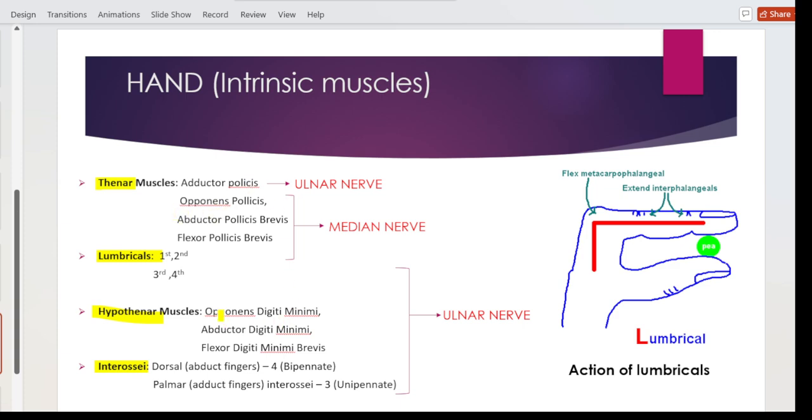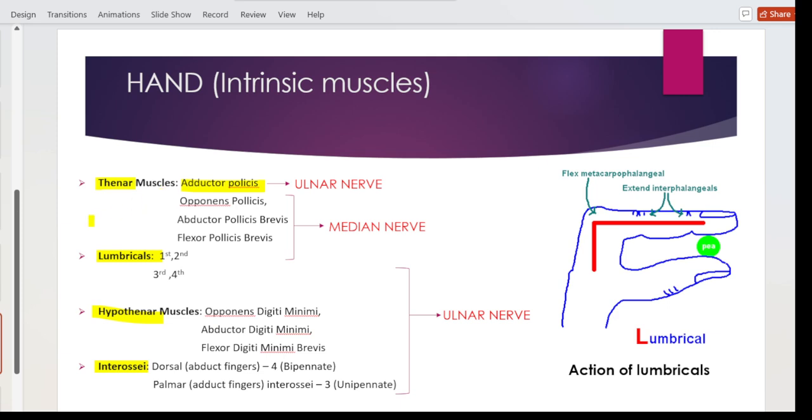Opponens pollicis, opponens digiti minimi. Abductor pollicis brevis, abductor digiti minimi. Flexor pollicis brevis, flexor digiti minimi brevis. Okay, these three muscles are the same, and the one extra is the adductor pollicis. Now lumbricals: first, second, third, fourth.